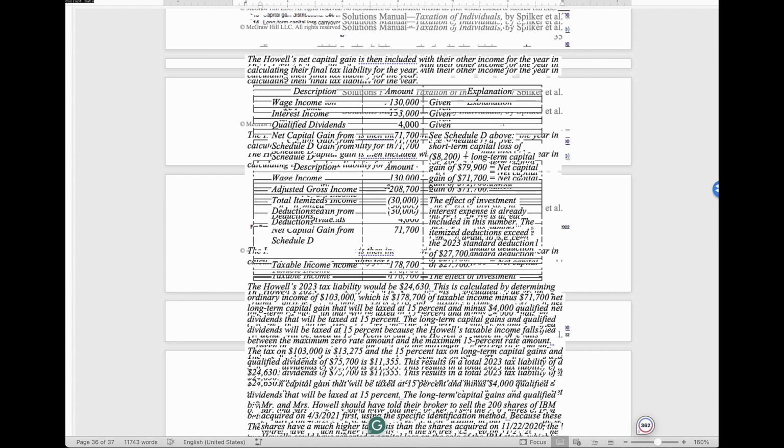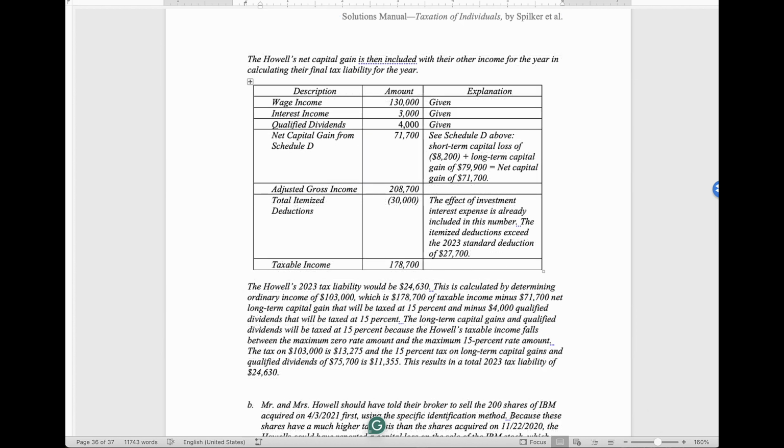So they made wages of $130,000. We have the interest income and the qualified dividends, which was all given to us in the problem. Then from our Schedule D, we have the $71,700 for net gain, which was basically our short-term capital loss of $8,200. And we're going to add to that the $79,900 of capital gains to get to the $71,700.